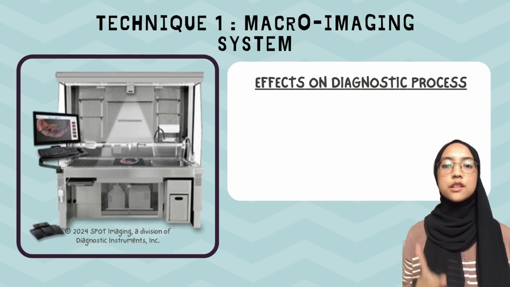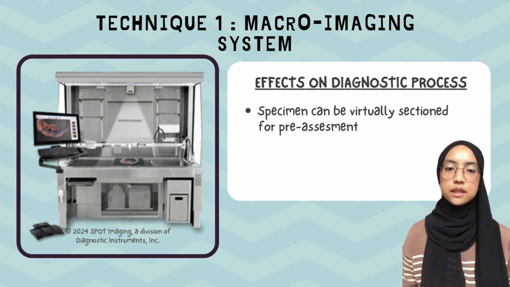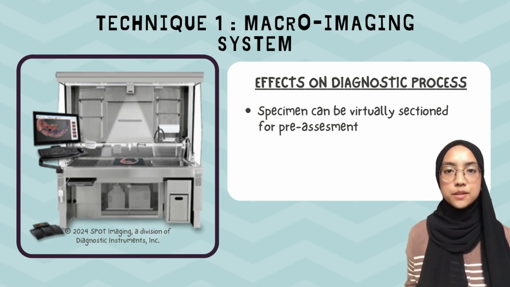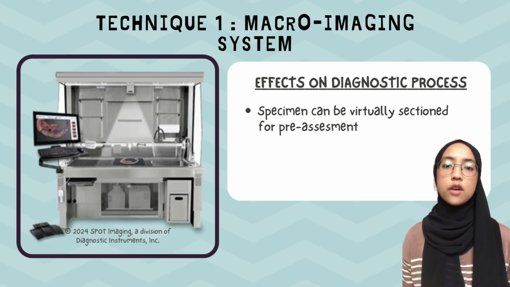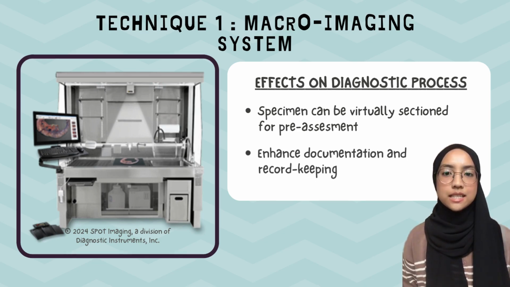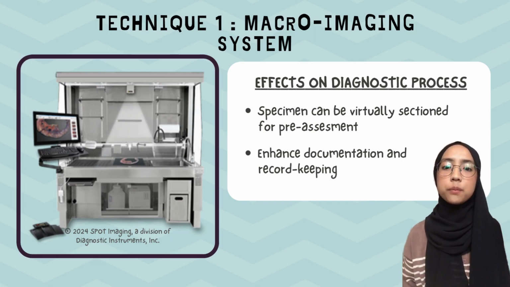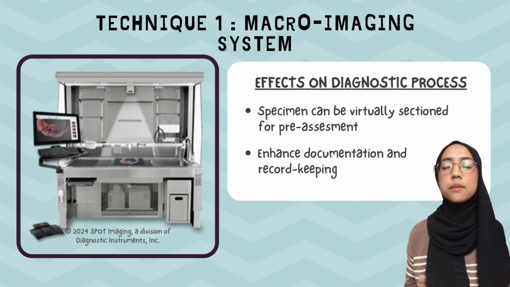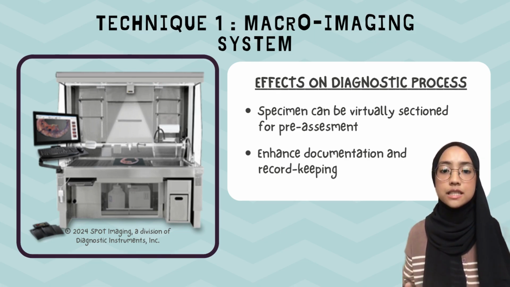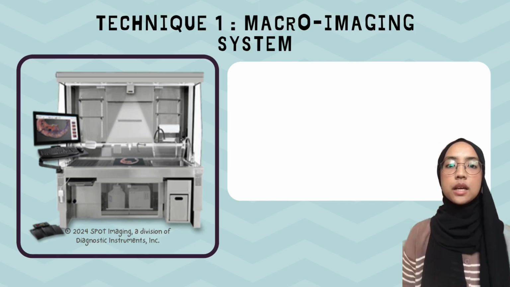Moving on to the next part, which is the effect of this macroimaging system on the diagnostic process. The first one is that specimens can be virtually sectioned for pre-assessment. This pre-assessment helps in identifying key regions of interest to optimize tissue sampling. Next is enhanced documentation and record keeping. This is because macroimaging produces precise digital records that can be efficiently stored, referenced, and shared. This is crucial for quality control and comparative analysis of a specimen.